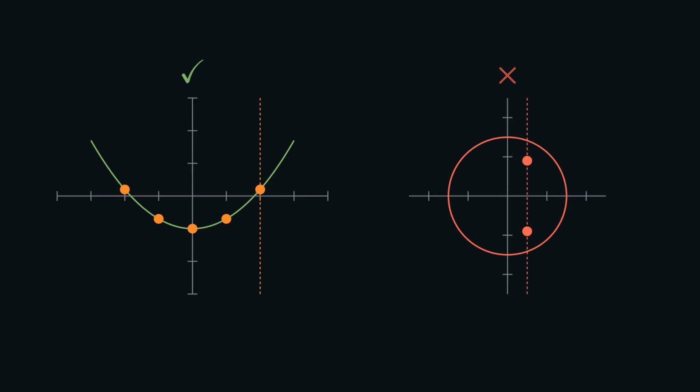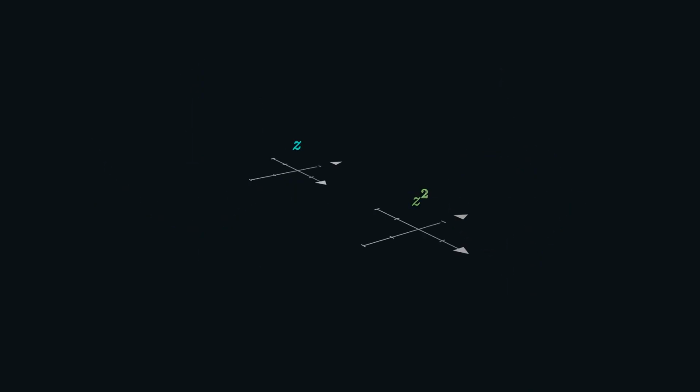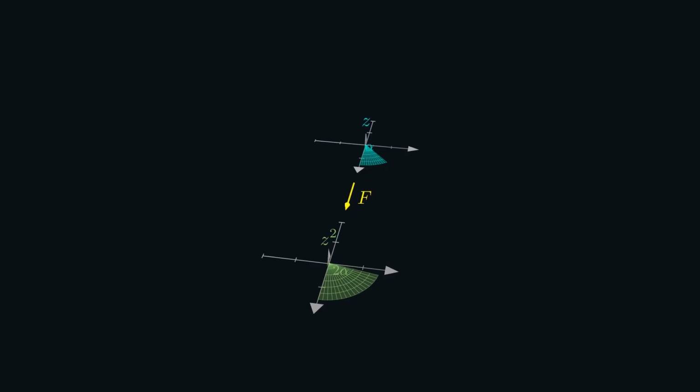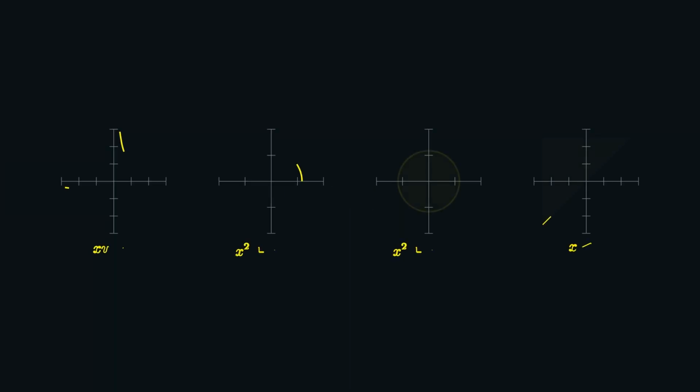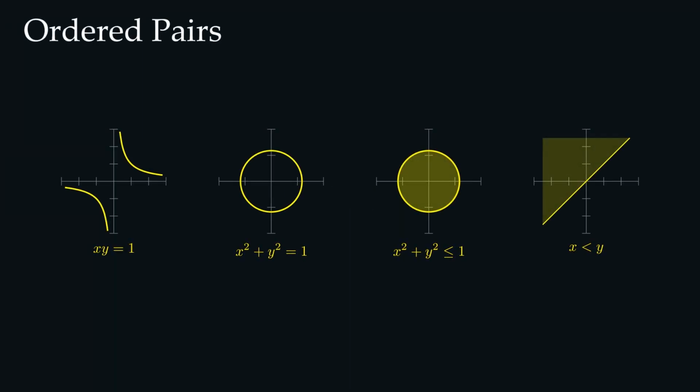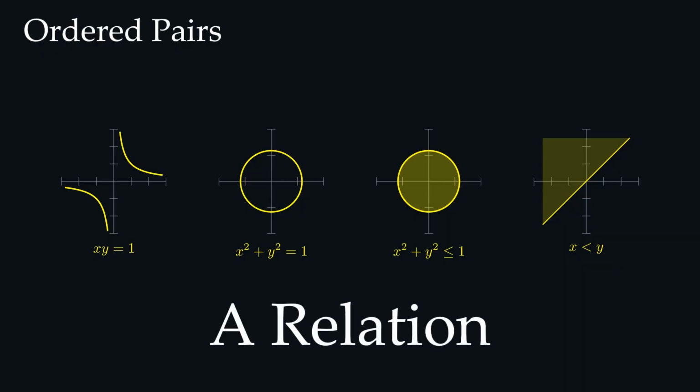I can plot those pairs as points in the plane. The equation x times y equals 1 gives me a hyperbola. The equation x squared plus y squared equals 1 gives me a circle. The inequality x squared plus y squared less than or equal to 1 gives me a filled disk. The inequality x less than y gives me everything above the diagonal line. Each of these is a set of ordered pairs, and each of those sets is called a relation.